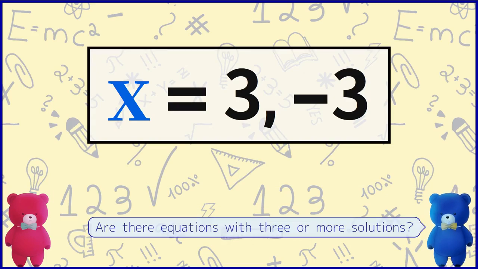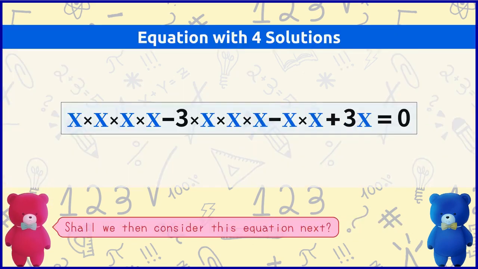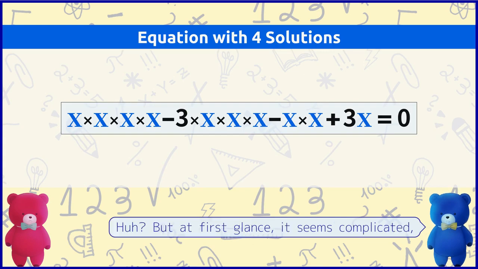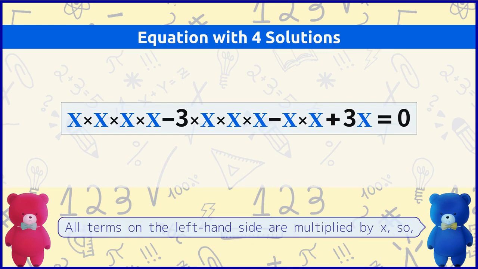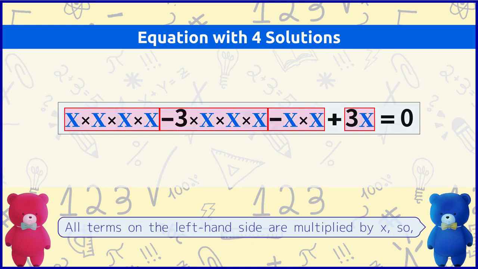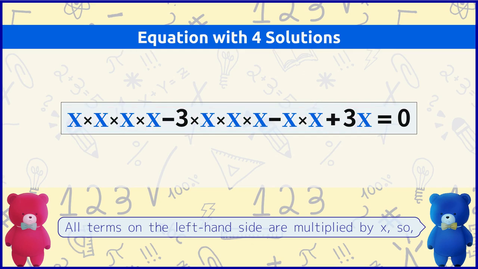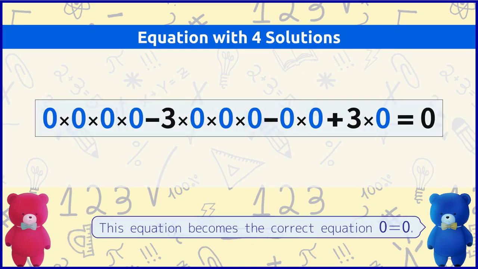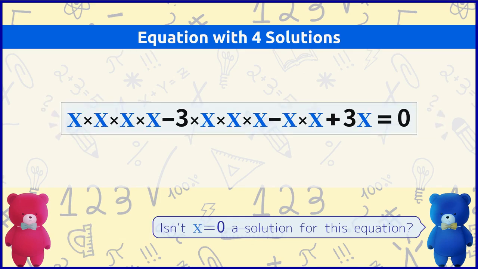Are there equations with 3 or more solutions? Shall we then consider this equation next? Well, there are lots of x. Oh, but at first glance, it seems complicated. All terms on the left-hand side are multiplied by x, so if x is 0, this equation becomes the correct equation 0 equals 0. Isn't x equals 0 a solution for this equation?